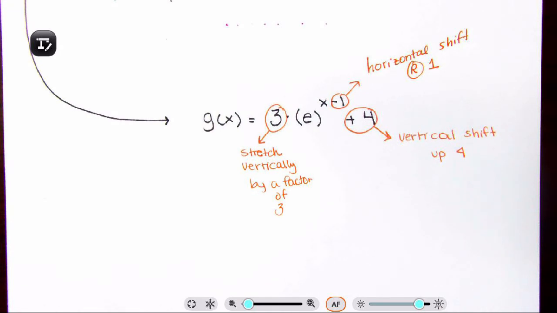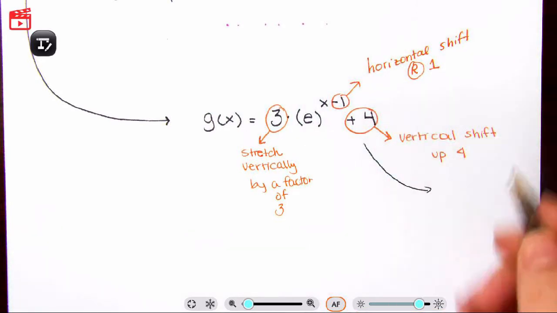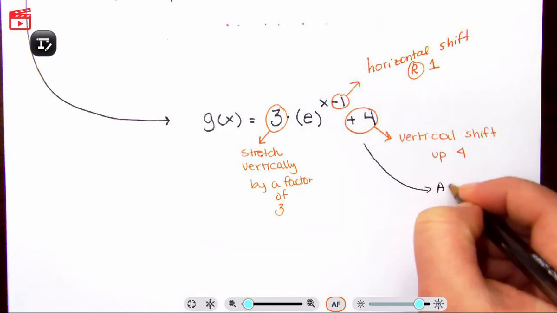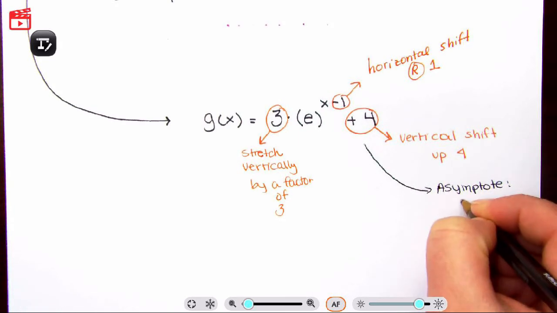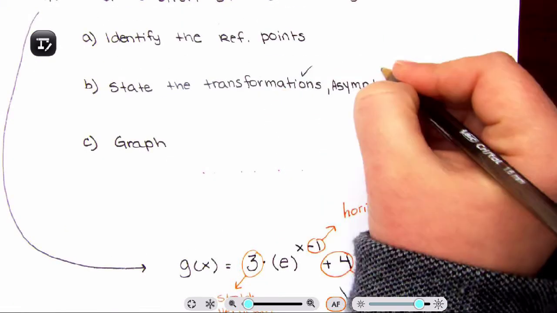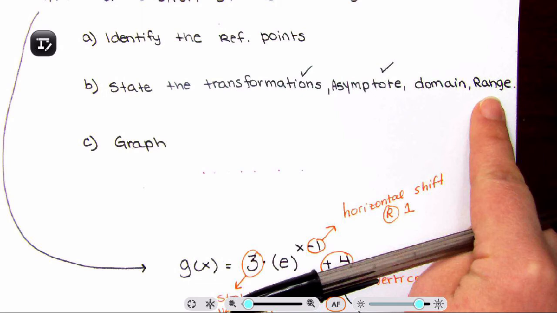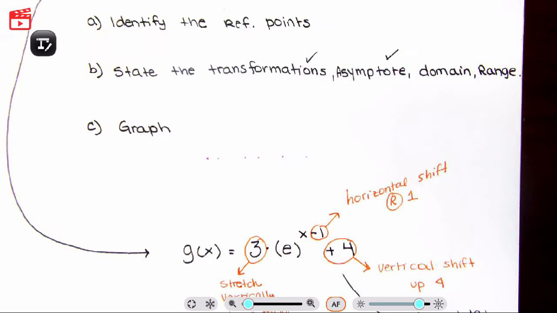Immediately, I want to jump into stating that our asymptote is 4. Again, our k value is our asymptote. So asymptote, and that is y equals 4 for our k value. We want to do the domain and range. We did the transformations. We did the asymptote. We need the domain and range. I'm going to choose to wait on the domain and range, and I'm going to skip to identifying the reference points.